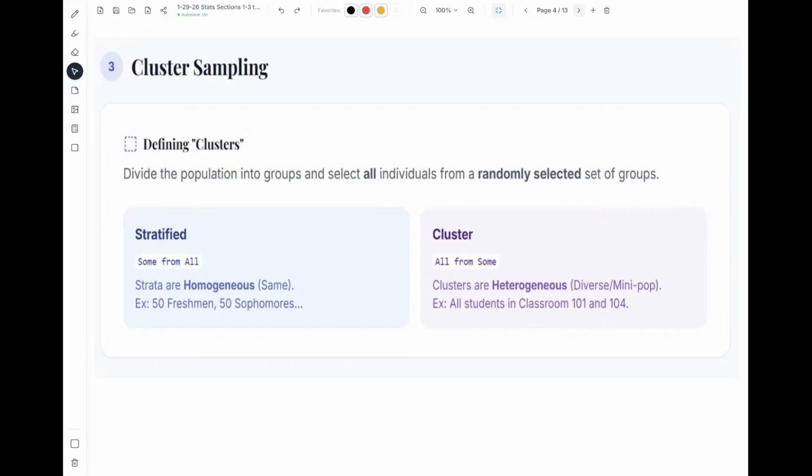So a lot of these methods are designed to help save money and save time. And as long as the choices that you're making to set them up are random, you're fine.